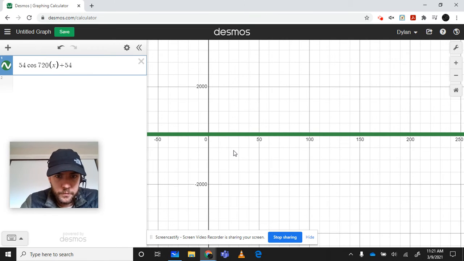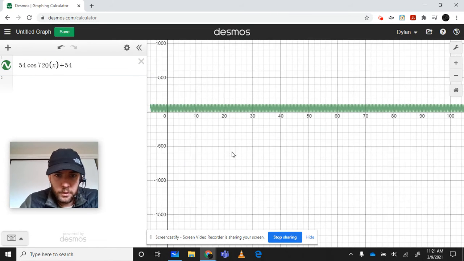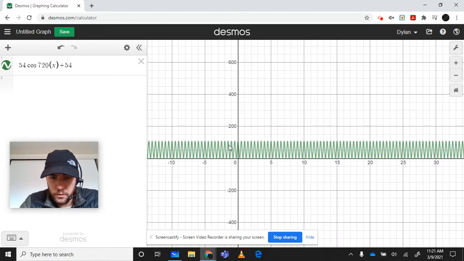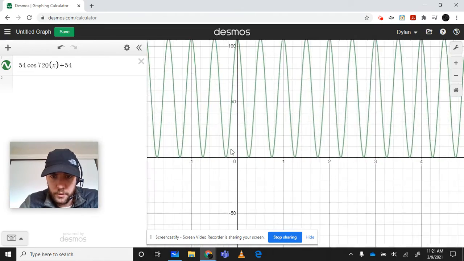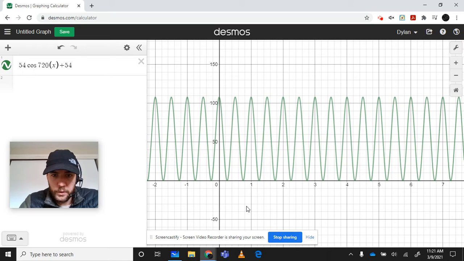720 does indeed scrunch up our slinky pretty good here. And what we now have is a function that's going from 108 down to 0. Okay, that's what we wanted. It is hitting the ground, well, let's say it differently. It is doing 2 cycles every second. That is exactly what we wanted.